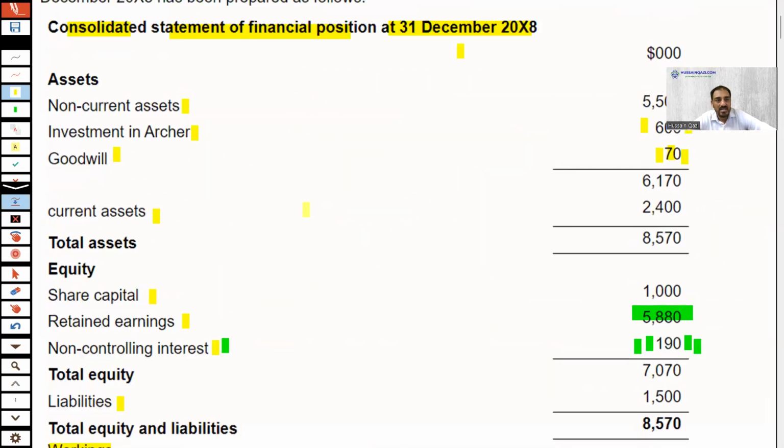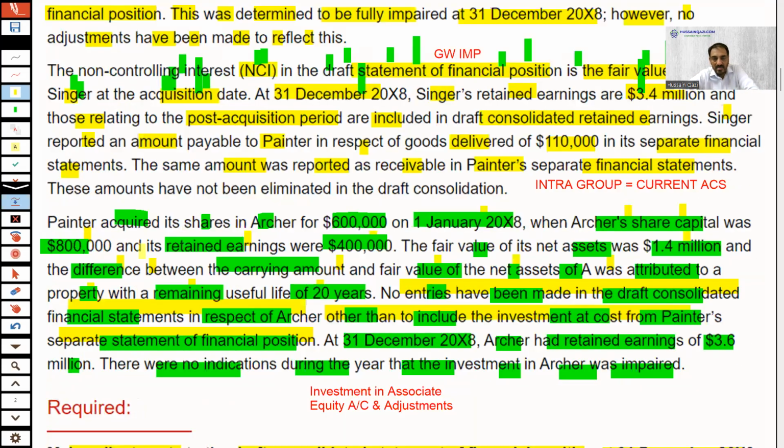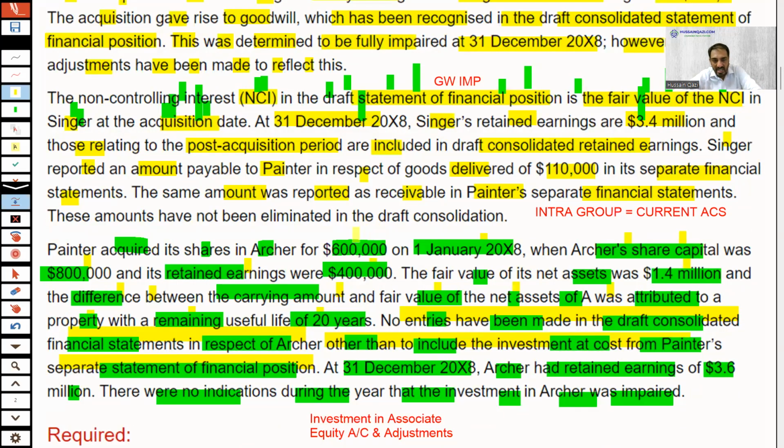Means, in consolidated accounts, the associate investment in Arcor only reflects 600. That is the point. Only reflects the 600. No equity accounting here. So what we should do, what adjustment is required for the investment equity accounting? Number one, we need to calculate the post-acquisition retained earning of the associate, and then identify the sharing as well.